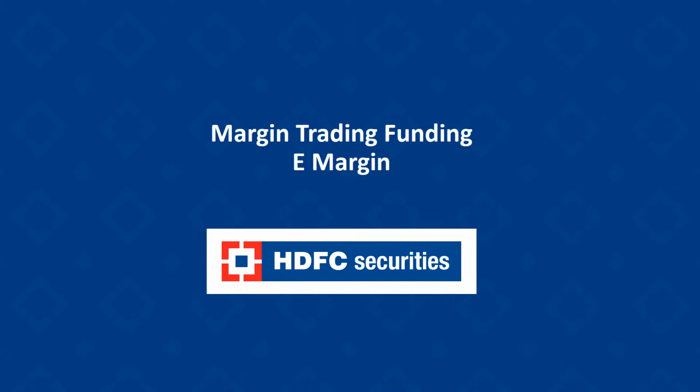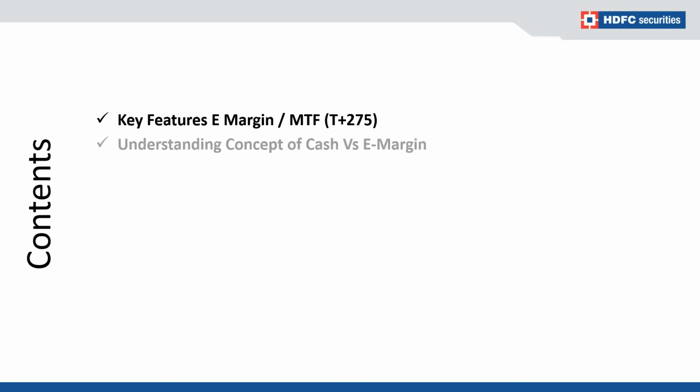So our topics for the day would be key features of Emargin, that is 275 days. We'll also talk about the concept of Emargin versus cash. I will take an example of cash versus Emargin. Also explain to you the details of Emargin with regards to the research report. We'll talk about that as well. How to check the upfront margin.